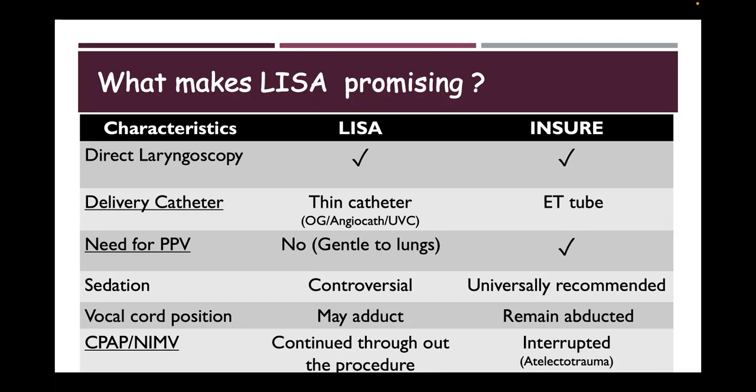Whereas in LISA, the babies are kept on CPAP, so FRC is established. Then we do not put an ET tube, so biotrauma is not there. We do not bag, so there is no barotrauma. We do not put babies on ventilators, so there is no volutrauma. In addition, babies breathe spontaneously, which leads to better distribution of the surfactant.